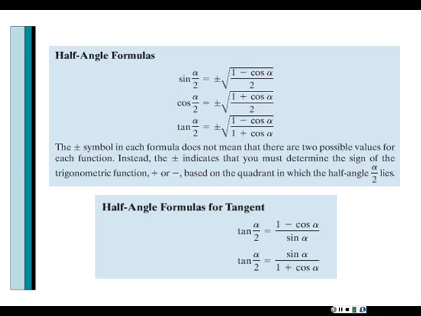1 minus cosine alpha, where alpha is 210, and then divided by 2. Now, before you proceed, you will need the value of cosine 210 here. You can get it from a calculator, or you can also use the cosine alpha plus beta formula, where alpha can be 180 and beta can be 30. That's how you can get cosine 210.